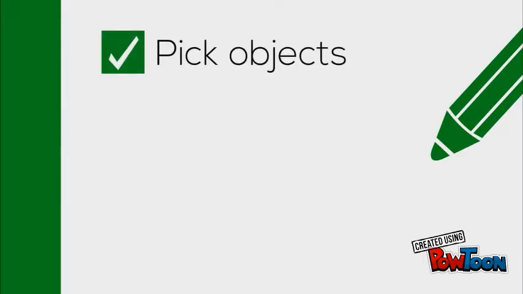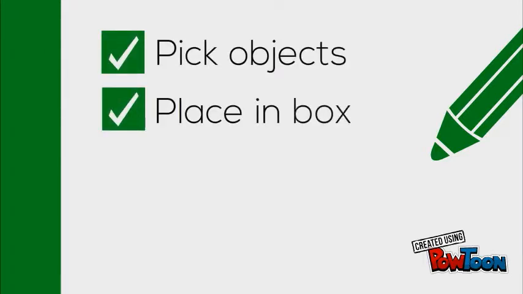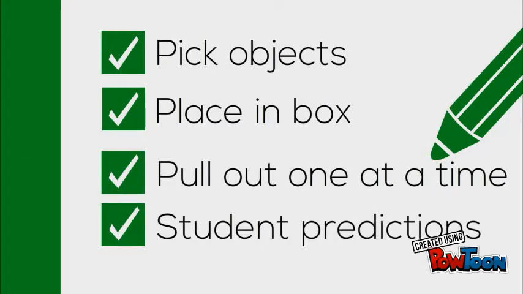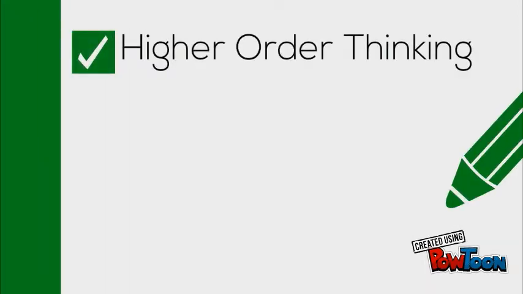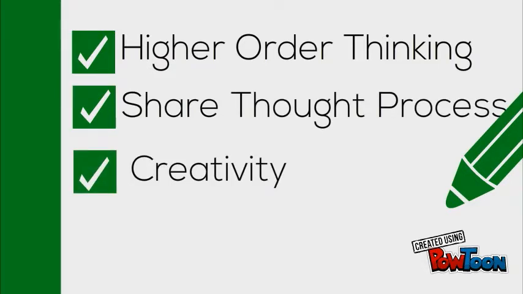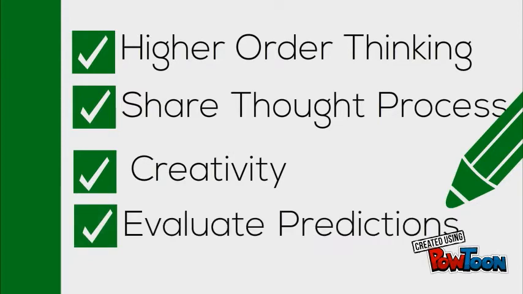To start, a teacher or librarian picks objects related to a book and places them in a box. Then they pull the objects out one at a time and have students make predictions over what they think the book is about. This generates higher order thinking and gets students to share their thought process out loud. This strategy promotes student creativity and allows students to evaluate their own predictions as each new item is revealed.